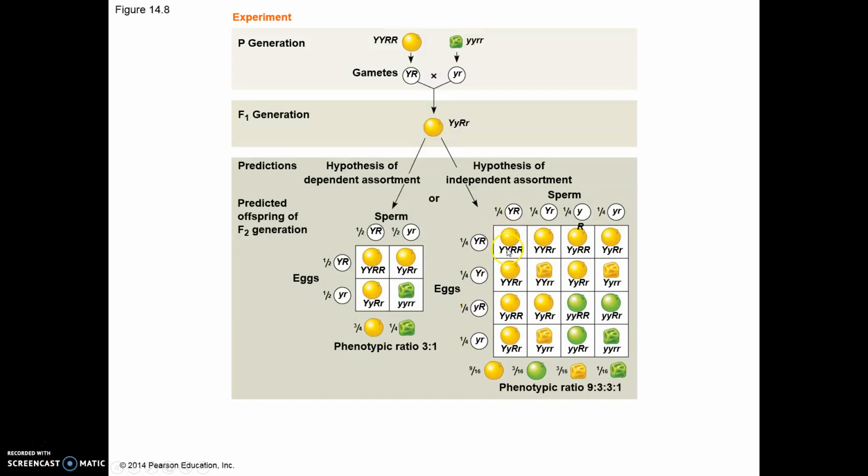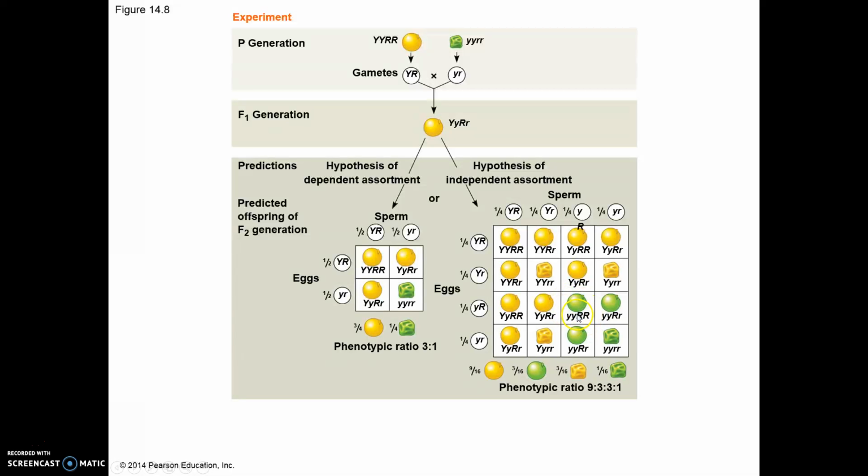now you can start filling in the genotypes and then predict the phenotype based upon that. So this would get big Y, big Y, big R, and it would be yellow and round. This one here would get big Y, little r, and little r, so it'll be yellow, but it'll be wrinkled.